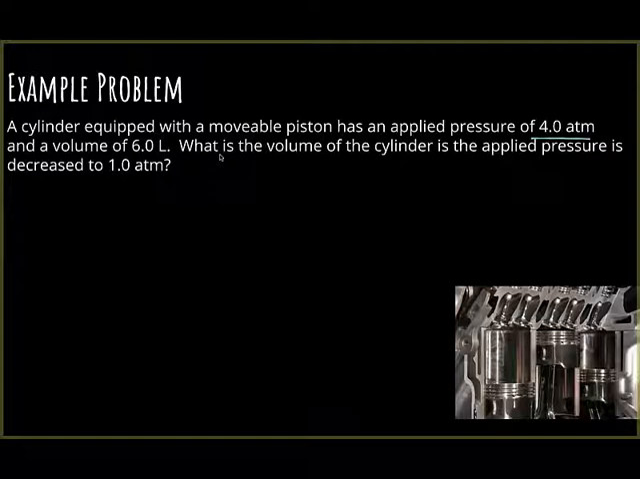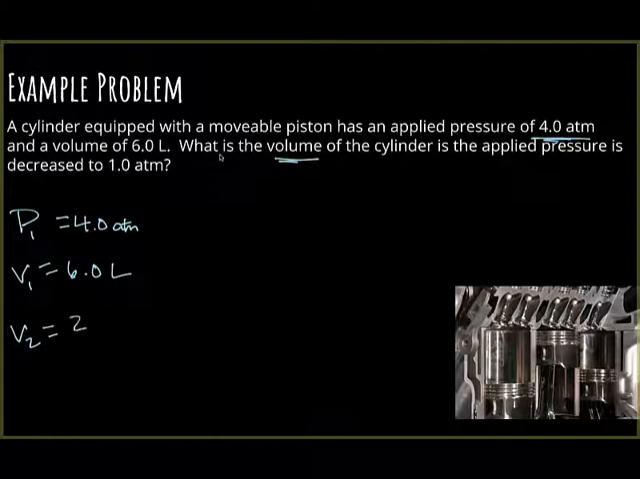So for this one, it says it has a pressure of 4 atm. So I'm going to write that as my pressure. And it has a volume of 6 liters. I want to know what is the new volume. So I'm going to call these P1V1. My new volume is what I'm going to solve for when the new pressure, so I'm going to label this as P2, is decreased to 1 atm. So this tells me the relationship that I'm looking for here is P1V1 equals P2V2.